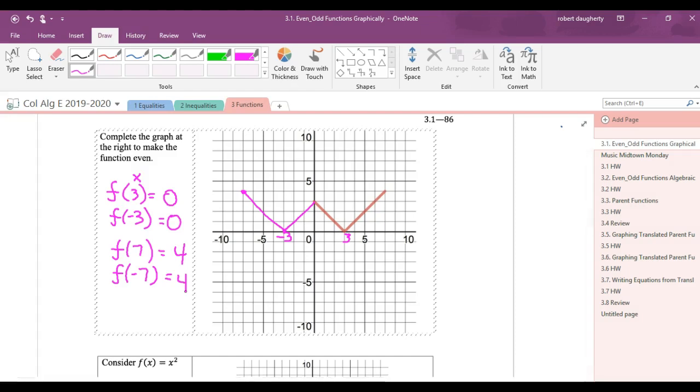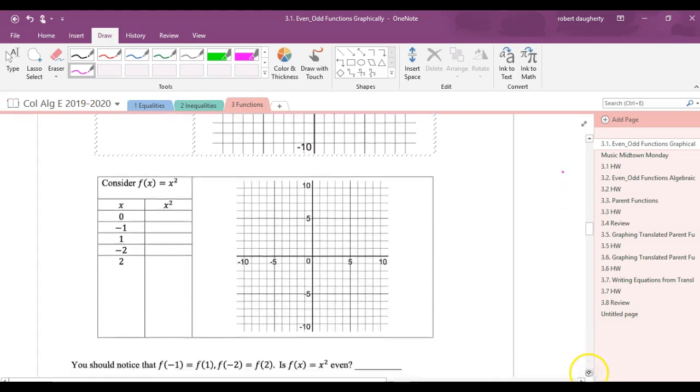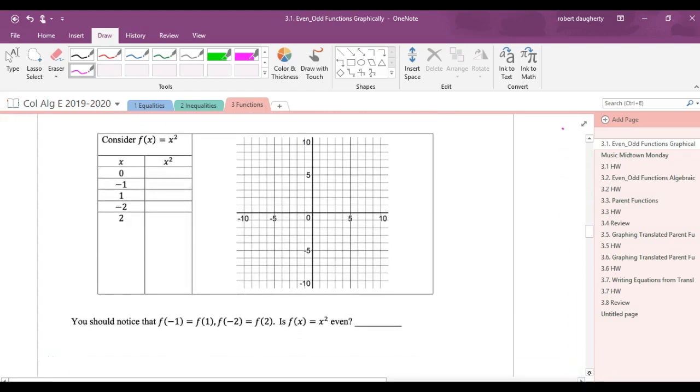Okay, now let's take a look at a graph. We'll spend more time with this graph later, but let's graph f of x equals x squared. If I plug in a 0, what is 0 squared? 0. -1 squared: 1. 1 squared: 1. -2 squared: 4. And 2 squared: 4. So I see here that f of -1 and f of 1 are the same. f of -2 and f of 2 are the same. This should be an even function. So let's plot these points: (0, 0), (1, 1), (2, 4), (-1, 1), (-2, 4). And I should see something that looks like this.